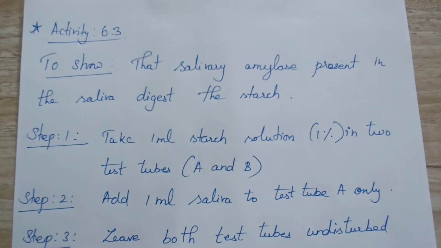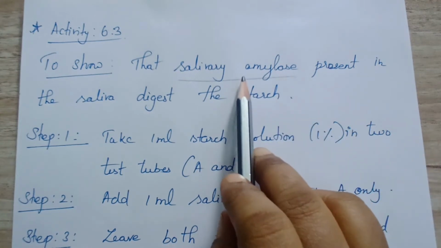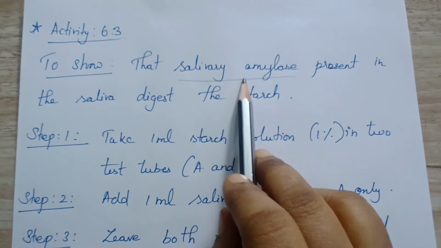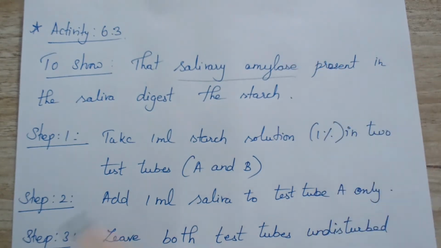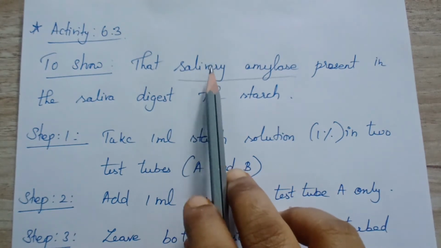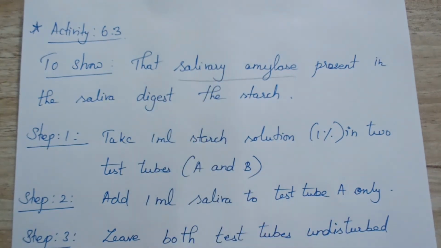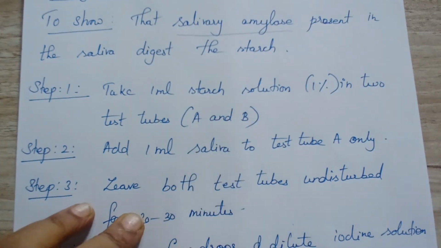What is present in the salivary gland? It secretes an enzyme called salivary amylase, right. It breaks down the starch into a simple sugar, that is glucose, right. So we are going to prove in this activity that salivary amylase digests the starch. Okay, so for this you need some starch solution and your saliva, that's it.